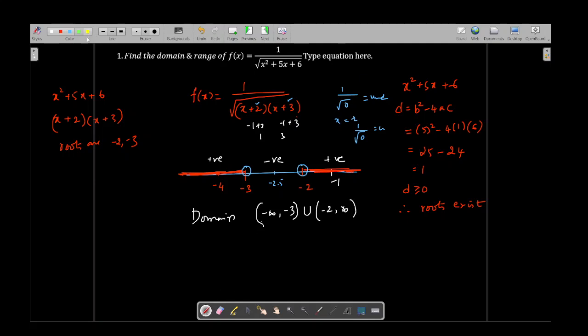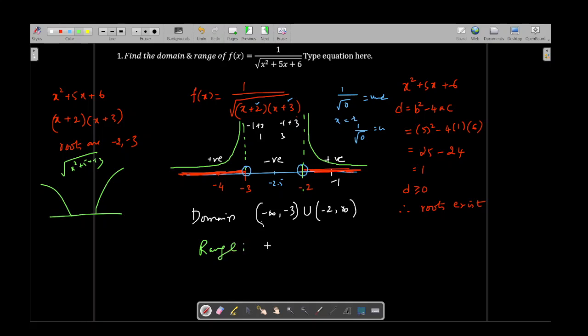How does the curve look? If I have square root of x square plus 5x plus 6, then the curve will be like this. If I have 1 by square root, now the curve will be like this. At minus 3 it is infinity. From infinity it goes to 0. At minus 2 also it is infinity. From infinity it goes to 0. So the range for this function is 0 to infinity, but 0 we cannot include.